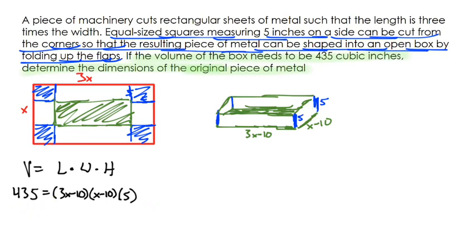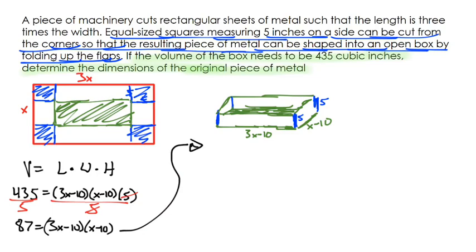I just want to solve this quadratic equation. What I'm going to do first is I can see that this number is divisible by 5 and this side's divisible by 5. So why don't I just divide each side of my equation by 5 to simplify our quadratic a little bit. That will give us 87 equals 3x minus 10 times x minus 10. And let's relocate our math over here and continue.